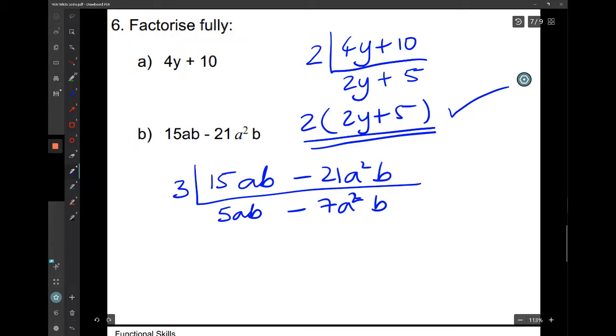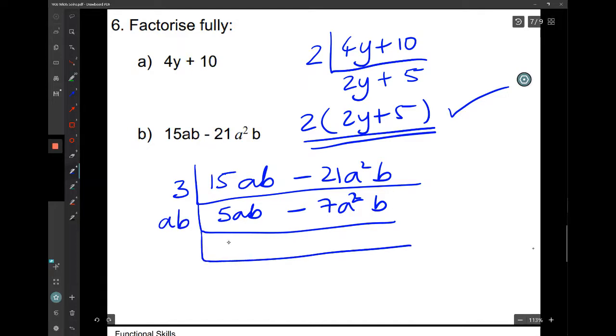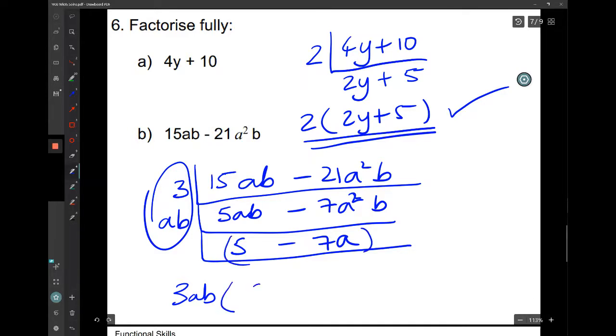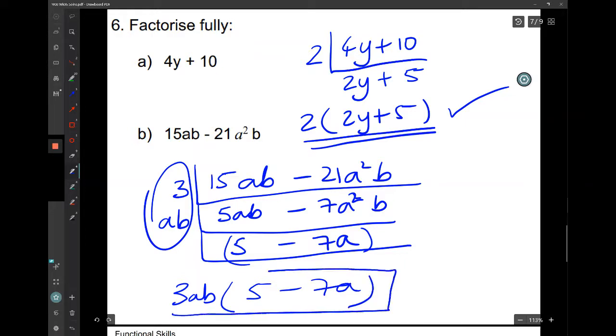Now I'm going to look at the letters, and I can see that a and b is common to both. So ab. That will leave me with 5 take away 7a. And then I can multiply these together to get 3ab. And I need to bring this down, so I get brackets 5 minus 7a. This is your answer here. Let's put a little cloud around that.